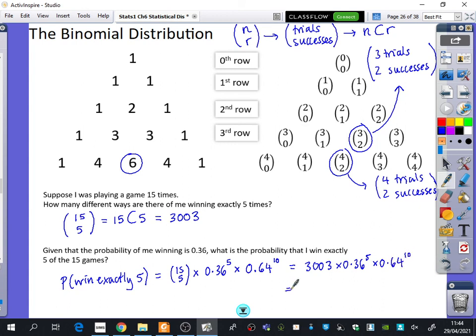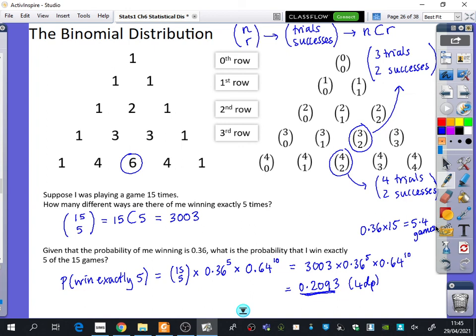Let's see. 0.2093. We're going to get into the habit of doing 4 decimal places. So there's like a 20%, a 1 in 5 chance that if you played this game 15 times, you'd win 5 of them. If the probability of winning was 0.36, we would expect to win 36% of the 15 games. We would expect to win 5.4 games. So the probability of winning 5 is about 20%.